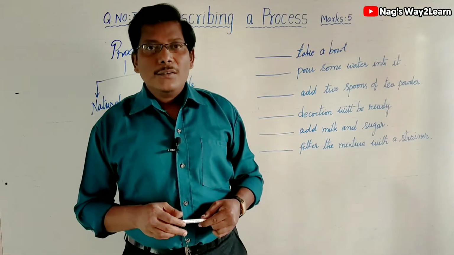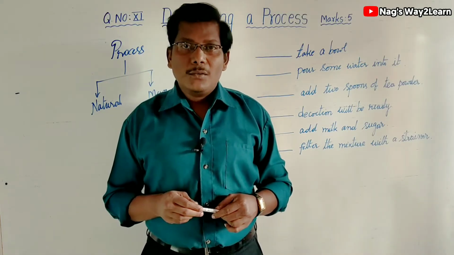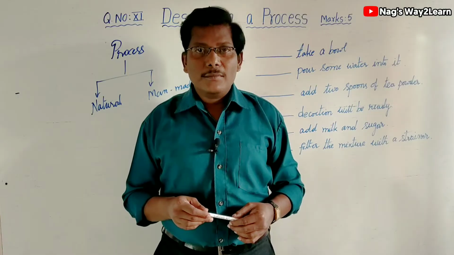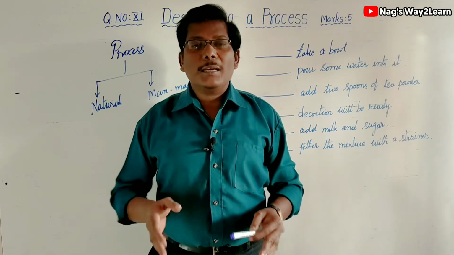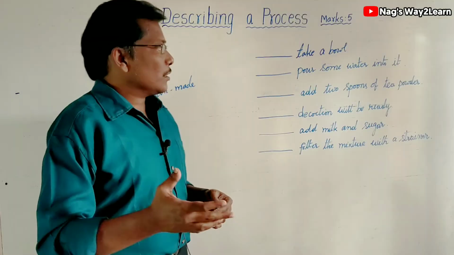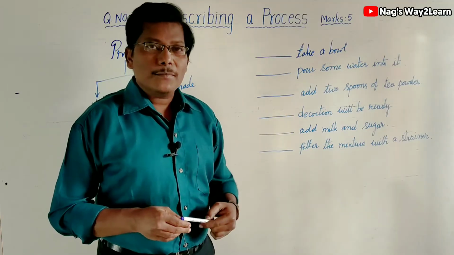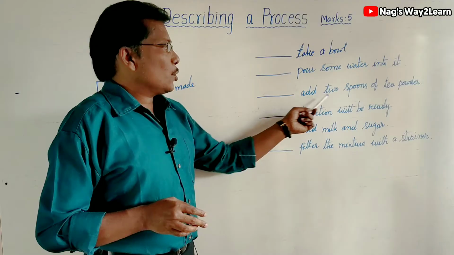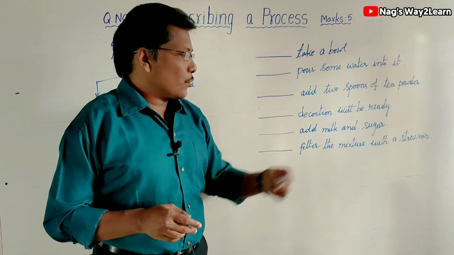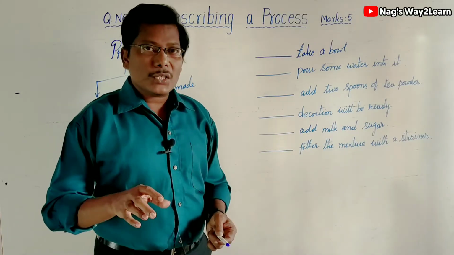Whatever it may be, in our examination, we need to write about a process in about 8 to 10 lines. Suppose you want to write about the process of making tea. First of all, we have to think about the main points. What are the main points to make tea? Take a bowl and pour some water into it, add 2 spoons of tea powder, decoction will be ready, add milk and sugar, filter the mixture with a strainer. So these are the main points in preparation of tea.